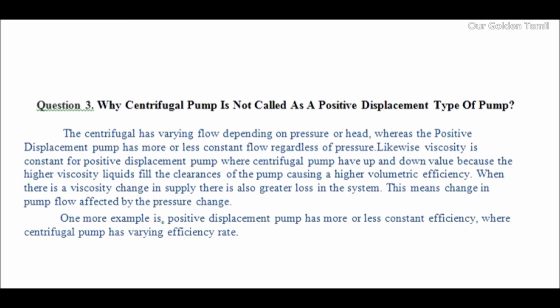When there is a viscosity change in supply, there is also greater loss in the system. This means change in pump flow affected by the pressure change. One more example is, positive displacement pump has more or less constant efficiency, where centrifugal pump has varying efficiency rate.